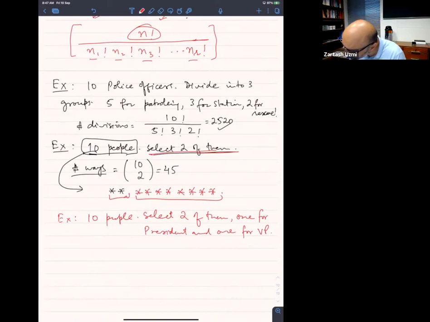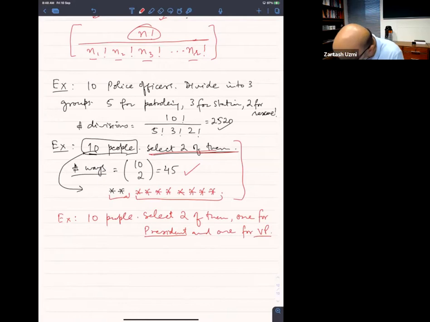So in the first case, I don't care कि Ahsan और Tariq में Ahsan पहले आ जाए या Tariq बाद में आ जाए या Tariq पहले आ जाए Ahsan बाद में आ जाए, because Ahsan and Tariq they form a group. So there are 45 different ways of doing that. But now I'm saying that if you are picking Ahsan and Tariq, one of them is for president, the other is for vice president. So if Ahsan is president and Tariq is vice president, this is different from saying that Tariq is president and Ahsan is vice president. So दो different ways हो जाते हैं इसके अंदर.